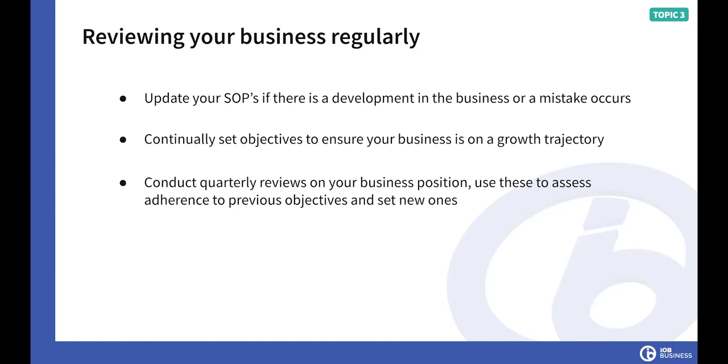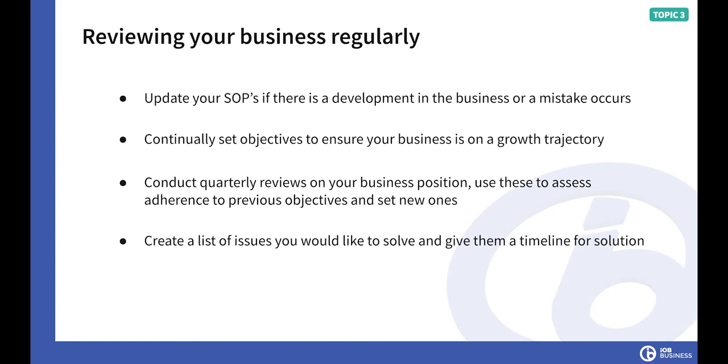Now, of course, the major benefit of this is that you can also sit down and set new objectives. Now, referencing back to being on a growth path, a growth trajectory, we make sure that we're always climbing. We can do this by the quarterly reviews. We can do this by setting objectives, okay? So one of the biggest and actually a really, really cool tip that not many businesses know is that you can create a list of issues you would like to solve and give them a timeline for the solution.